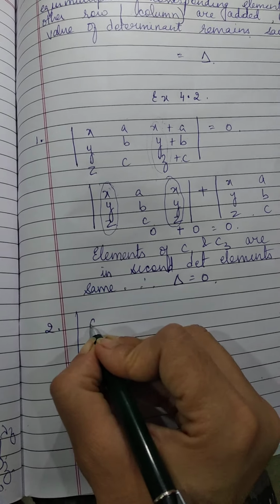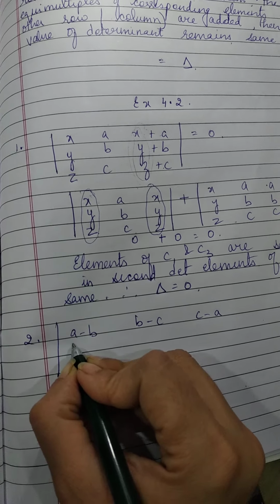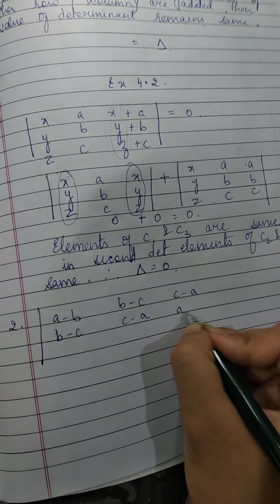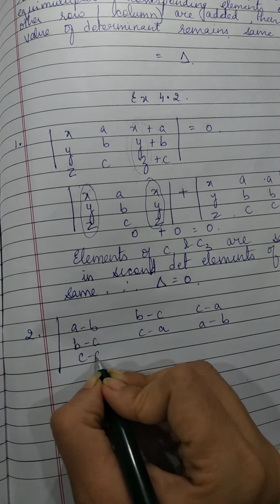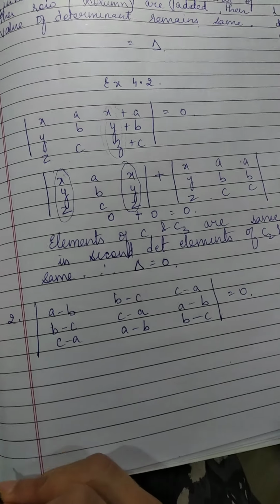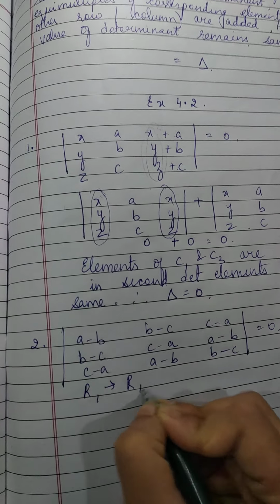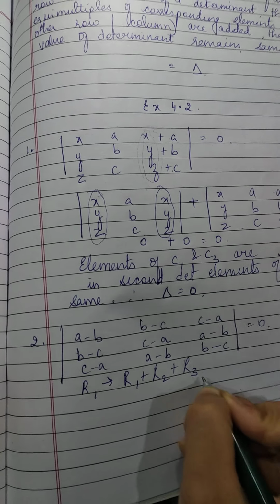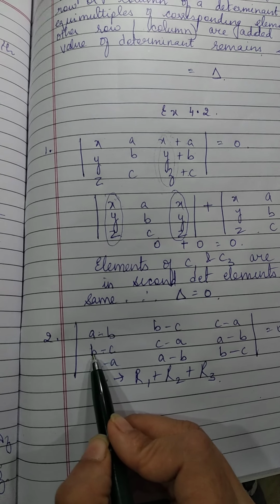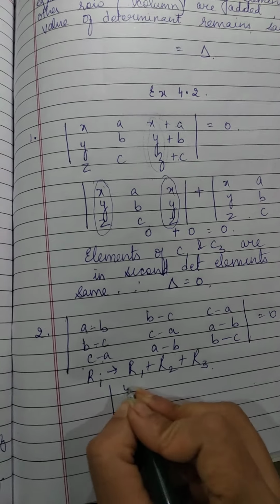So we have A minus B, B minus C, C minus A. This is B minus C, C minus A, and this is A minus B. And here we have C minus A, A minus B, B minus C. We have to prove it equal to 0, right? What if I add R1 plus R2 plus R3? If I add all the three, minus B plus B gets cancelled, minus C plus C, and A and minus A get cancelled. So I get a 0 over here.